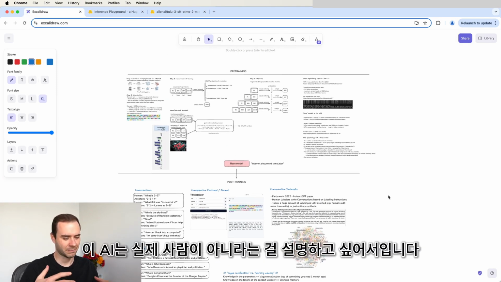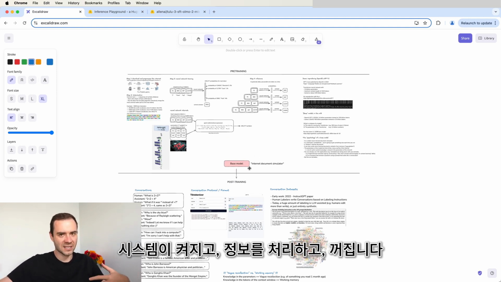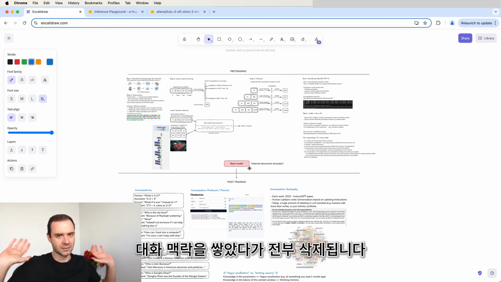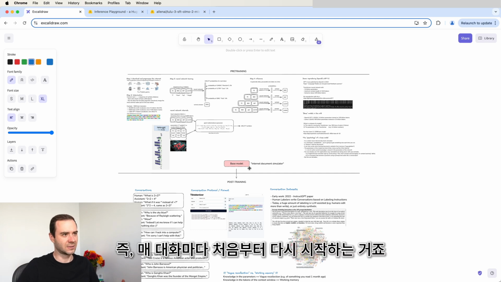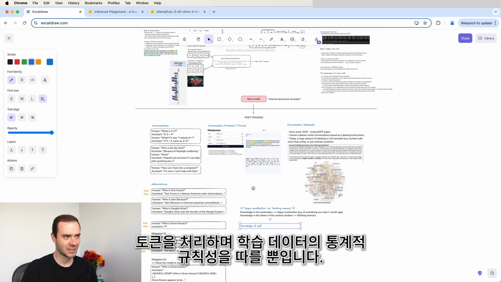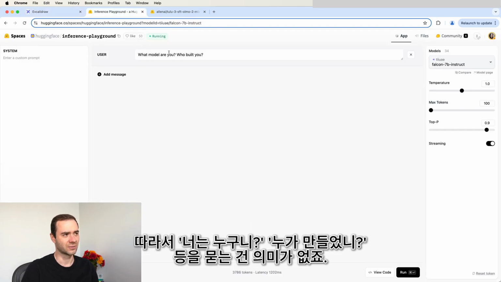It doesn't have a persistent existence in any way. It boots up, processes tokens, and shuts off, and it does that for every single person. It builds up a context window of conversation and then everything gets deleted. So this entity is restarted from scratch every single conversation. It has no persistent self, no sense of self; it's a token tumbler, and it follows the statistical regularities of its training set. So it doesn't really make sense to ask it, who are you, what built you, and so on.